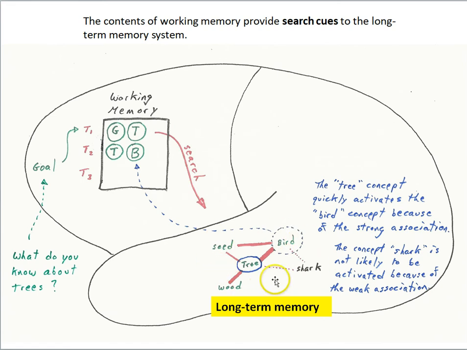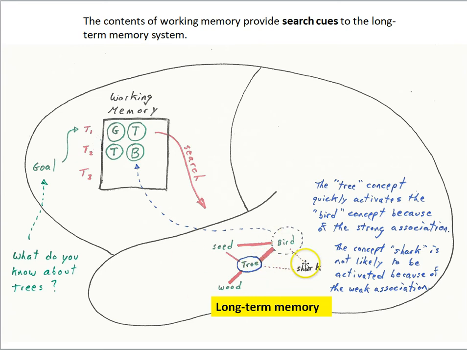So the concept trees then is going to act like a search cue for related information in my semantic memory. And down here we have our network, our semantic memory network. And you'll recall semantic memory is sort of set up like an association tree. There are lots of branches and things are associated with each other depending on certain kinds of relationships. So in this case, the concept tree might be strongly linked to the concept of bird because birds live in the trees. The concept tree is strongly related to the concept of wood because trees are made of wood. The concept tree is not strongly related to the concept of shark.